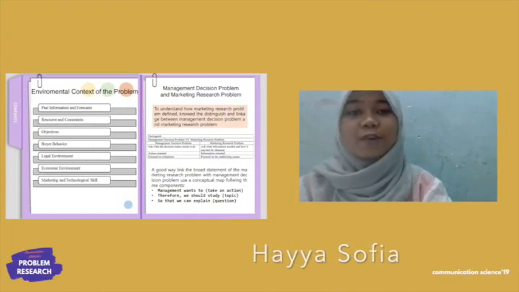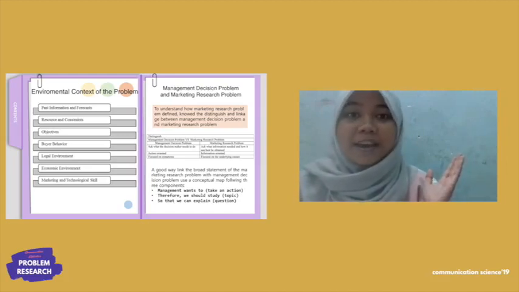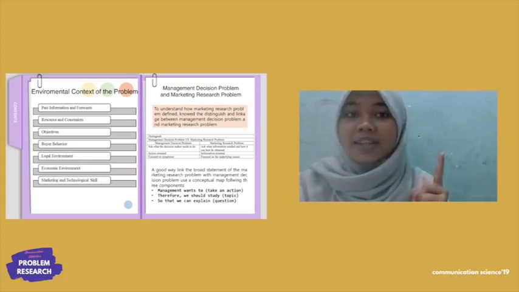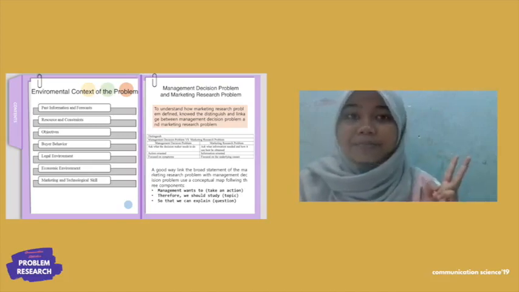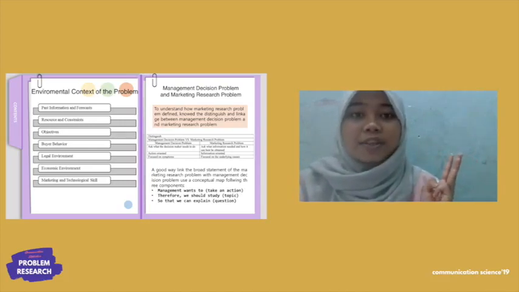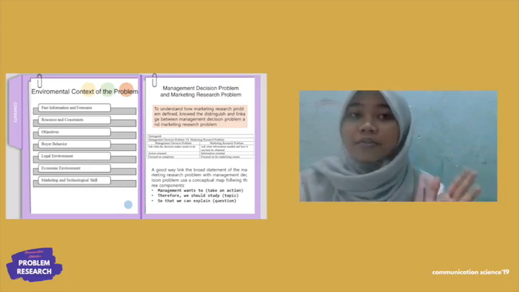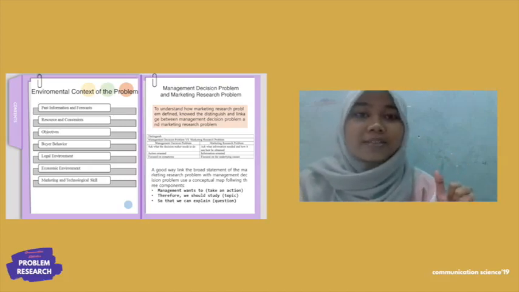Okay, the next topic is the environmental context of the problem. To understand the background of the marketing research problem, the researchers must understand the client, firm, and industry. Several factors encompass the environmental context of the problem. First, past information and forecasts pertaining to the industry and the firm. Second, resources and constraints of the firm. Third, objectives of the decision maker. Fourth, buyer behavior. Fifth, legal environment. Sixth, economic environment. And the last, seventh, marketing and technical skills.